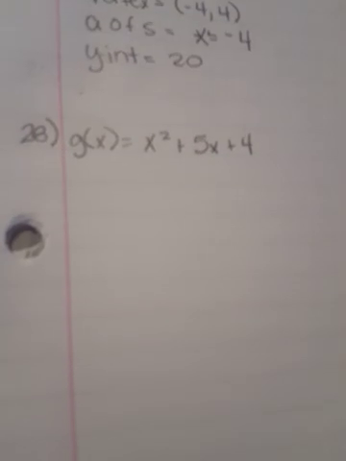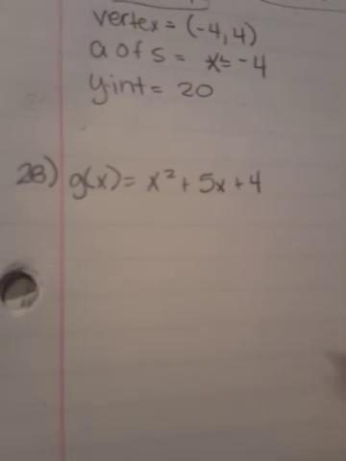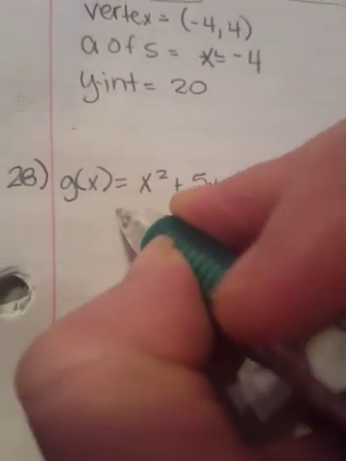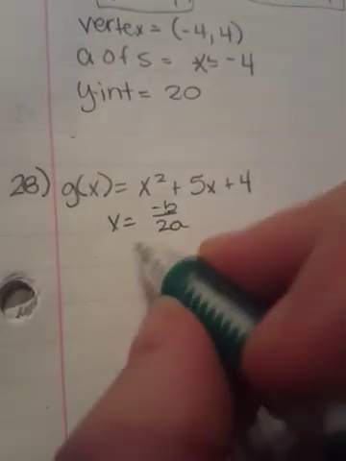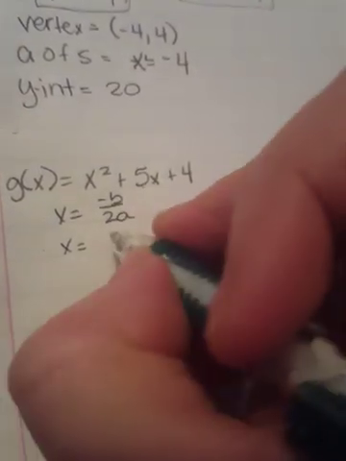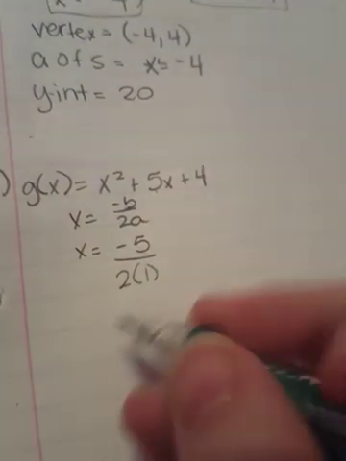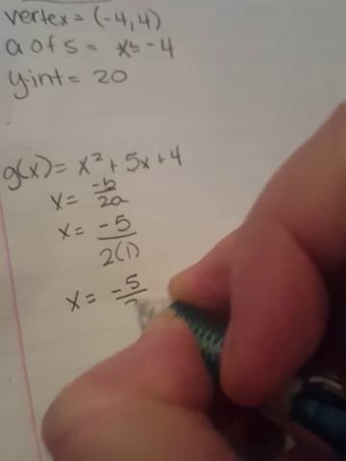Okay, for number 28, we're going to do the same thing. We're going to have to do the formula x equals negative b over 2a. Okay, we're going to have x equals negative b, which is minus 5, over 2 times a, which is 1. So x equals negative 5 halves. Okay, and we're going to bring that over here.